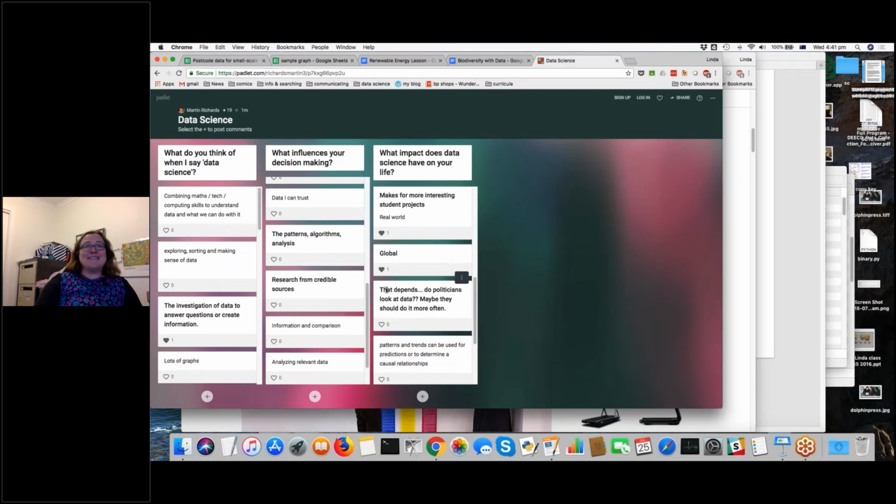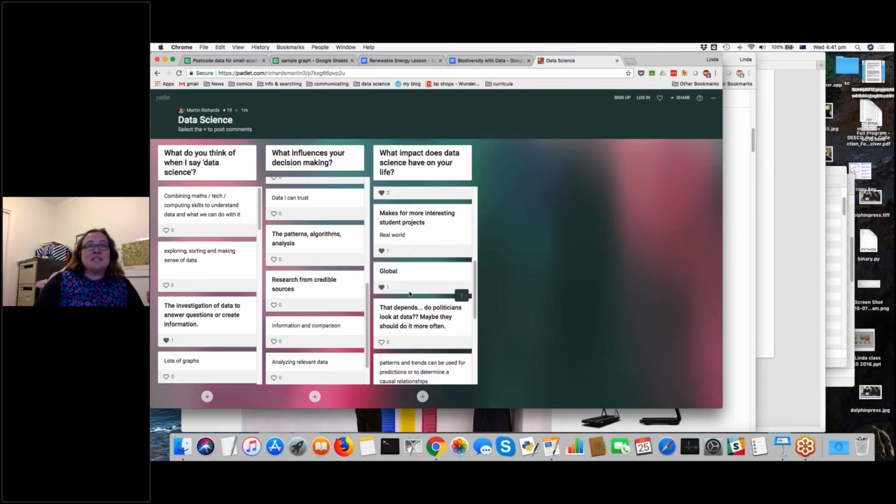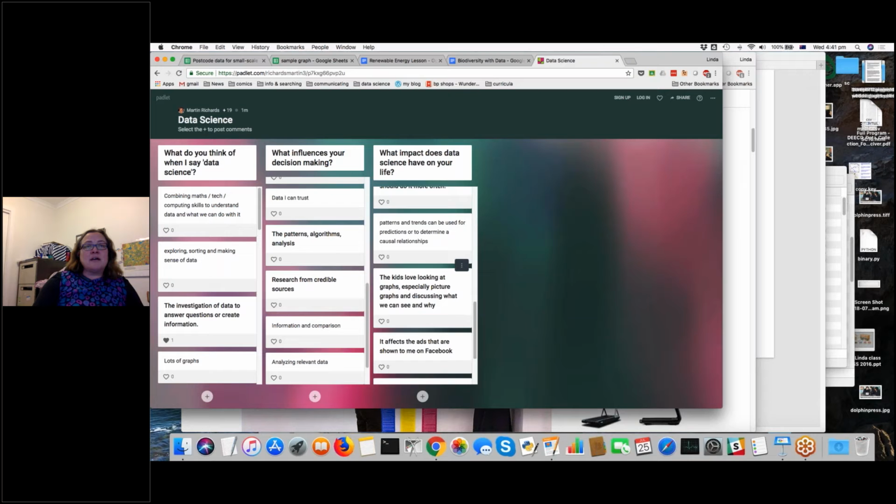I could not agree with that one more. Do politicians look at data? Maybe they should do it more often. They certainly should. There are some interesting ones here about using them for teaching, the student projects and things, and looking at graphs.